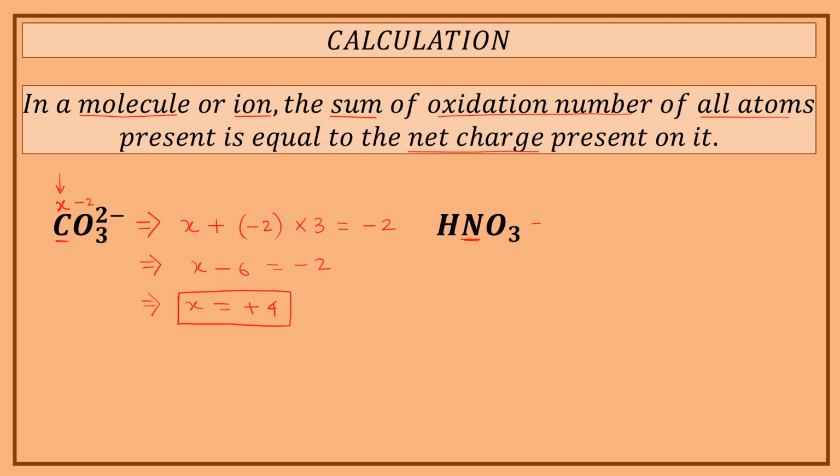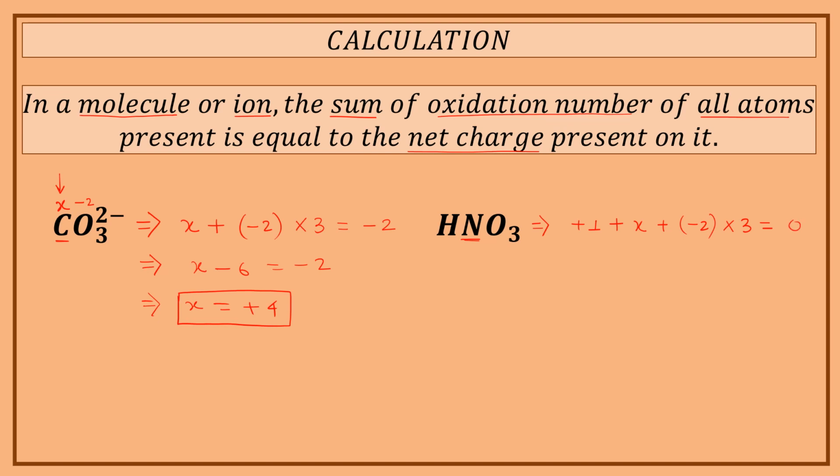Let me directly come to the oxidation state equation. The oxidation state of hydrogen is +1. We will add it to the oxidation state of nitrogen. Since it is unknown, let me mark it as x. And the oxidation state of oxygen is -2. Since there are 3 oxygen atoms, we will multiply this by 3. This sum should be equal to the overall charge present on the molecule, that is equal to 0.